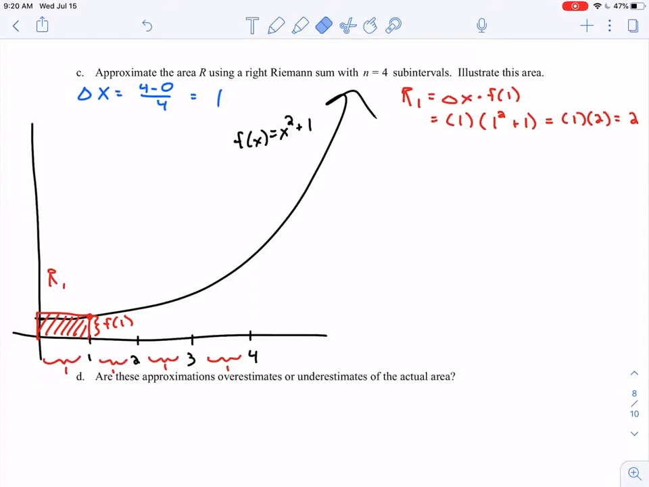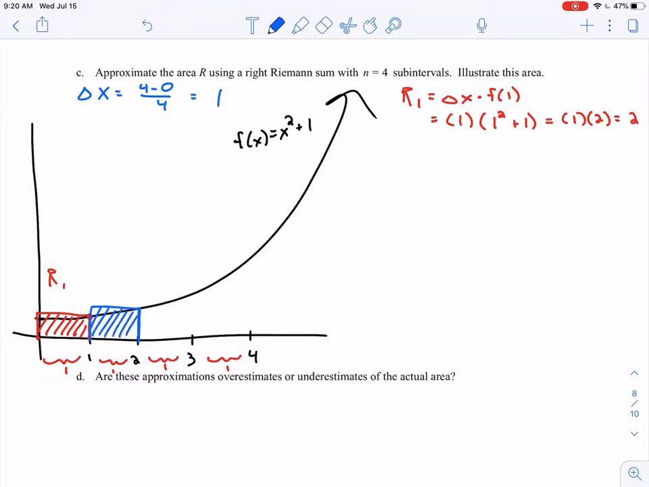And then I'm going to repeat that process essentially 3 more times. So now I'm going to look at this subinterval between 1 and 2. We're doing a right Riemann sum, which means I want to look at the height of my function at 2. That will determine the height of my rectangle. So here's the height of my function at 2. That's going to be how tall my rectangle is.